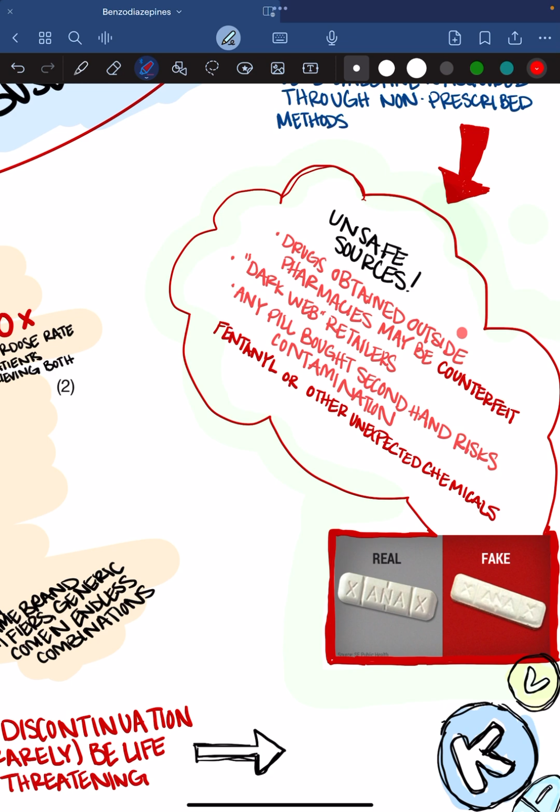And over here is an example of what a real Xanax bar looks like and what a quote-unquote fake one that was bought in some other method looks like. So they look really similar, and if someone just handed that out on the street, somebody probably wouldn't think twice before taking it.